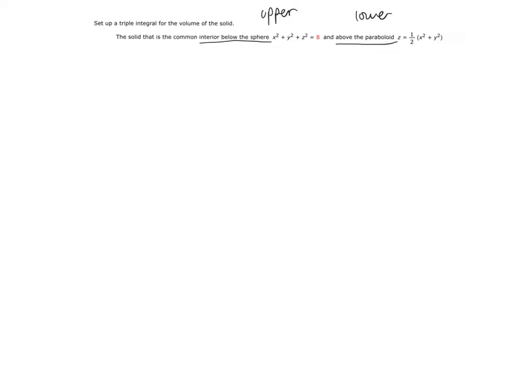Alright, so the volume equation will be the triple integral of the base region, and then dV, and the dV will be dz dy dx or dz dx dy.